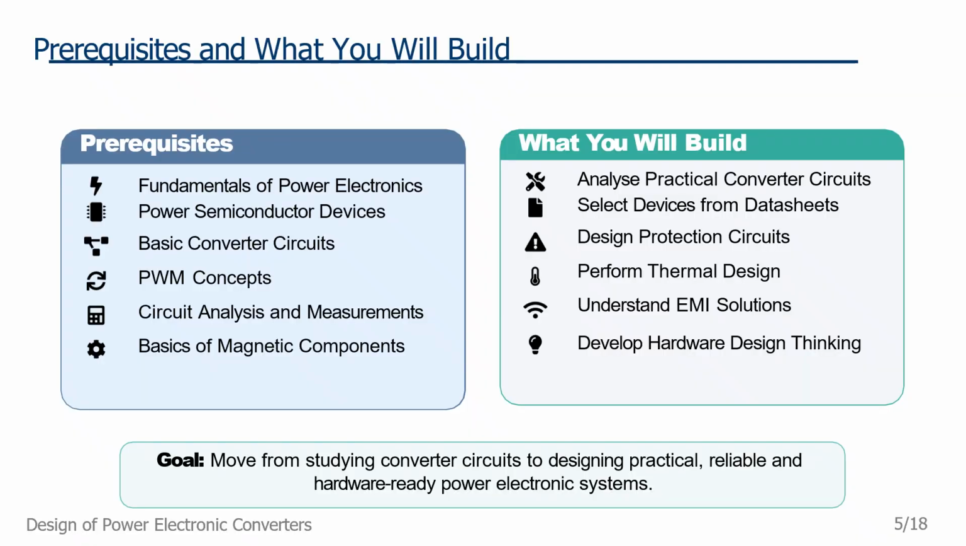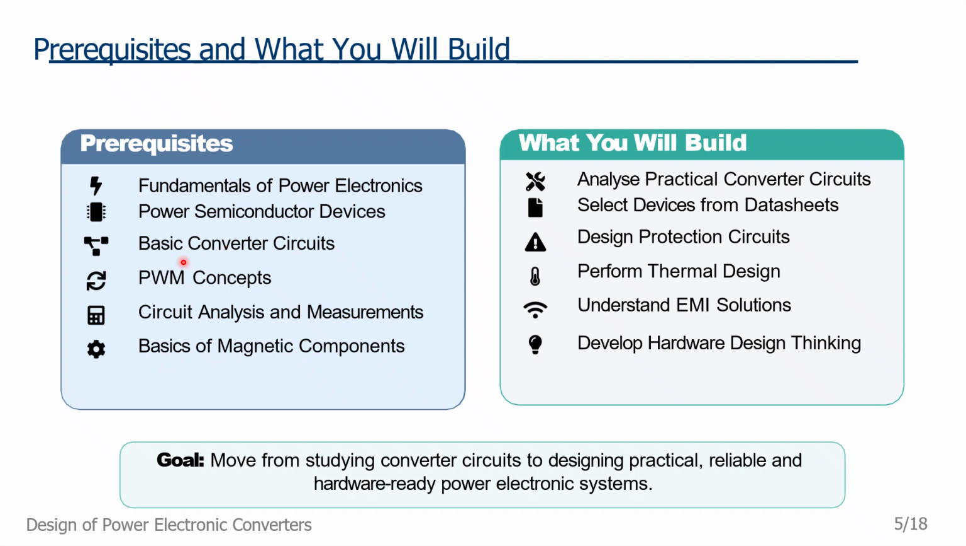We need a few prerequisites. I am assuming that you remember all the things you have already learned in your previous classes. You have to be aware of subjects like power electronics and semiconductors. What is a semiconductor device? Which are the very basic converter circuits, like AC to DC converter, DC to AC converter, AC to AC, and DC to DC converter? What are the PWM concepts, pulse width modulation?